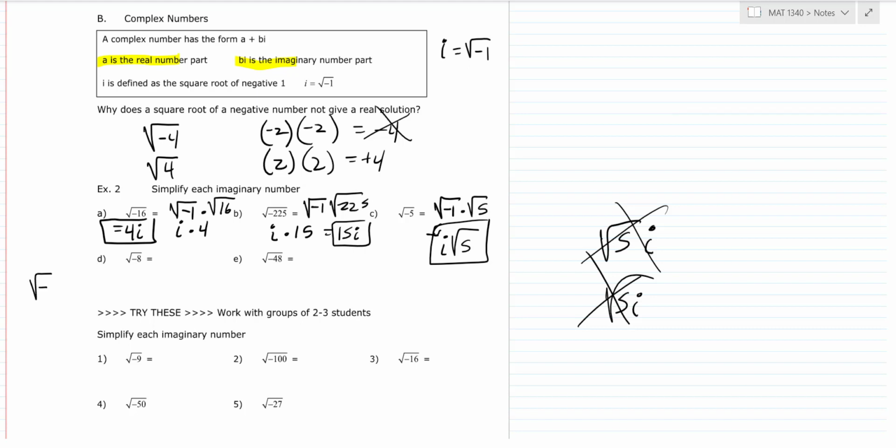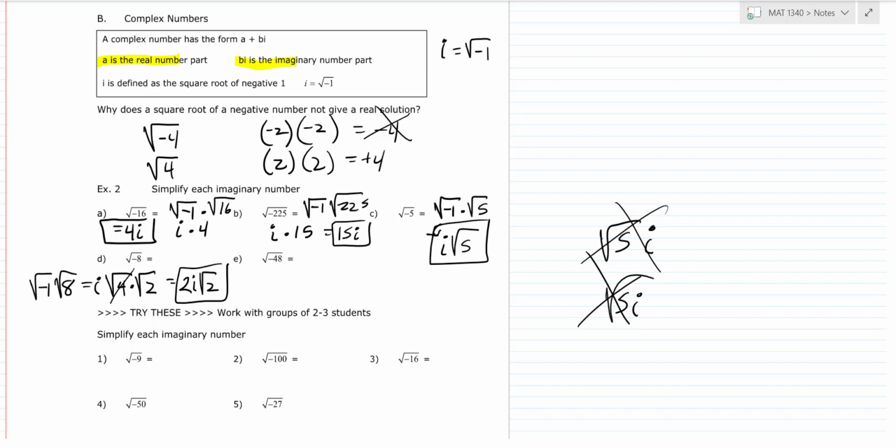Part D, you would start by writing this as square root of negative 1 times positive 8. So that would be i times the square root of 8. But you can break the square root of 8 into square root of 4 times 2. So what you would get then is square root of 4 is 2. So you'd write that as 2i times the square root of 2. Okay, so that's how that gets put together.